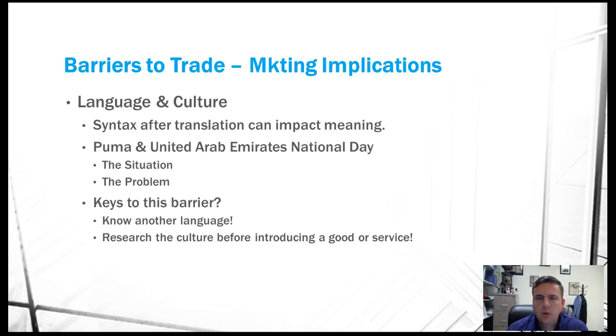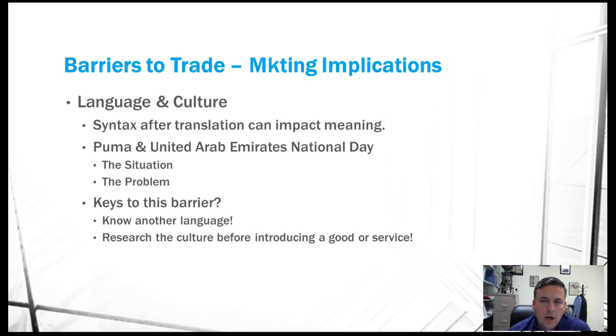So, for example, take Puma and United Arab Emirates National Day. The National Day is basically similar to Christmas time in the United States. There are festivals in the UAE. Puma, who has a decent market share in the UAE, wanted to honor the day, wanted to do everything it can, and so they released a shoe called the Puma Speed Cat. The problem with that is that the shoe they developed had the same colors as the UAE flag.